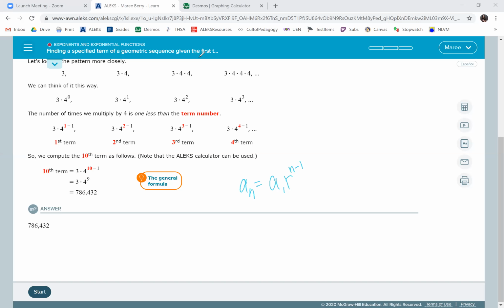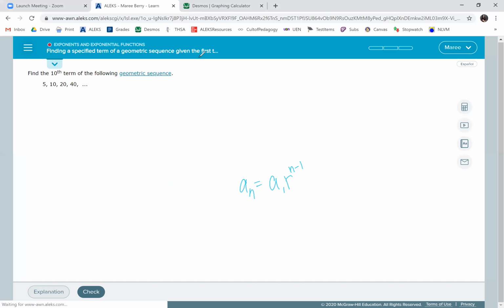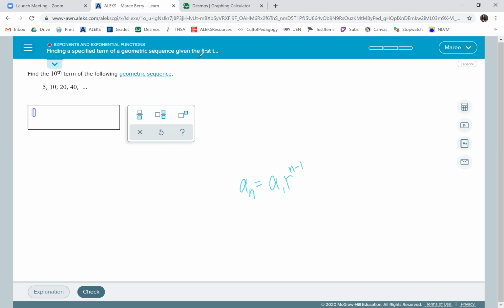Okay, let's do some examples. So the very first thing we're going to do is look at what n is. n is going to be 10. The first term, a sub 1, is the first term listed, which is 5. And the common ratio we need to find by saying, what do we multiply 5 by to get 10, which is 2. And then we just double check. Do we times 10 by 2 to get 20? Yes. 20 by 2 is 40. Okay, so that's our common ratio here.